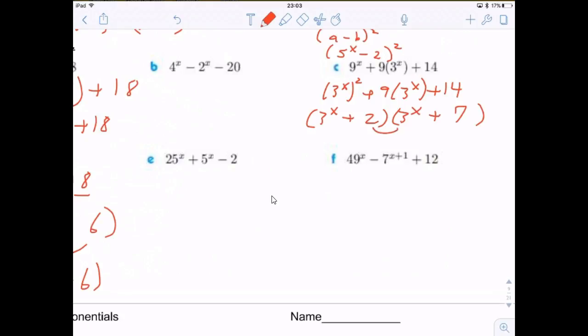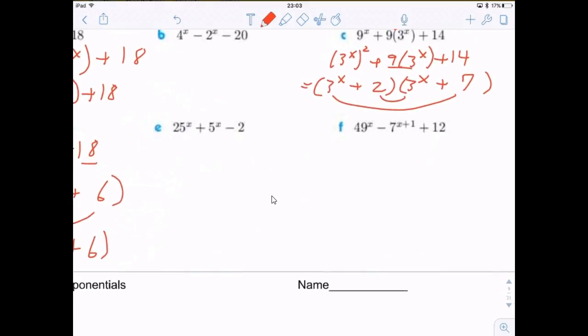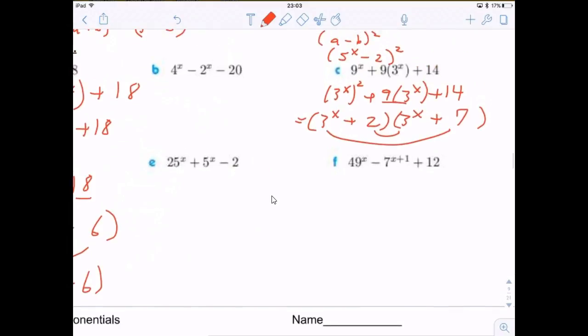Yeah, the inside, 2 times 3 to the x plus 7 times 3 to the x does give us 9 times 3 to the x. So that is the factorization. Okay? Remember that you can do these with the quadratic formula, right? If you have a equals 1, b equals 9, c equals 14, if you put it in the quadratic formula, it will give you that the two roots are -2 and -7. So that'll tell you that you could put those in like that, okay?